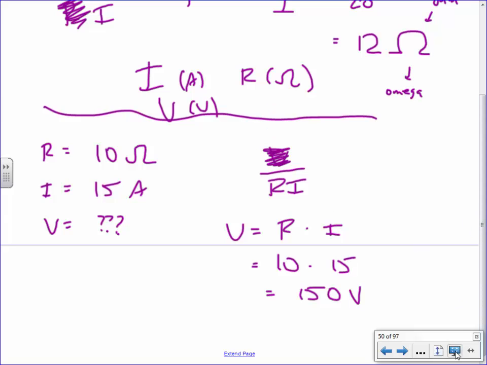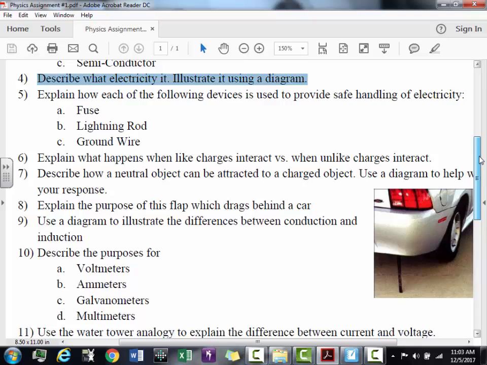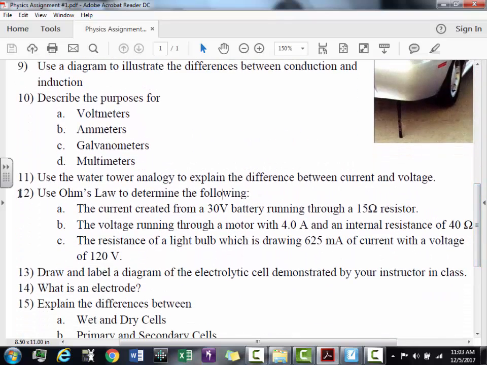So if I could, I want to end our lesson with one more example off of our assignment, and then I'm going to give you guys 20 minutes to work. So if you have your assignment nearby, I want to try number 12A. I will do this question with you guys. Number 12A.